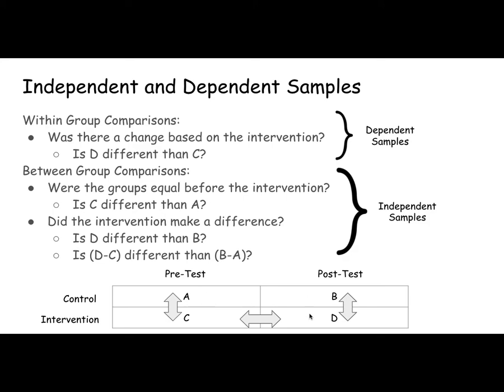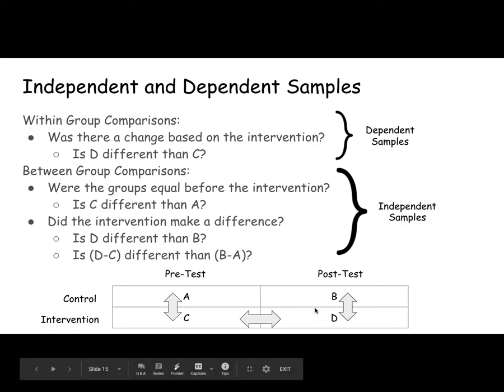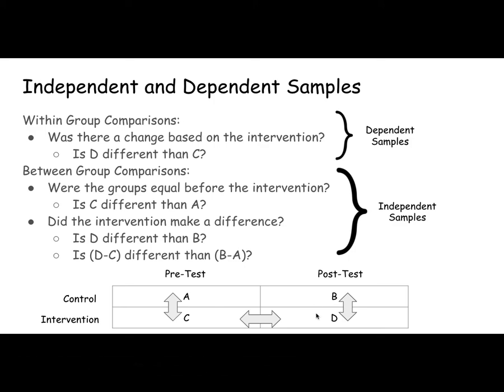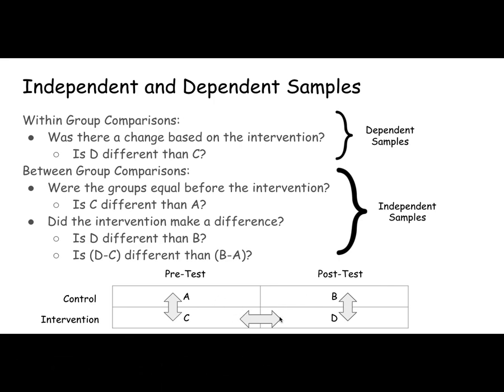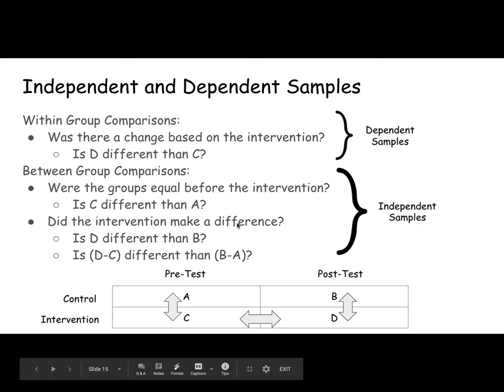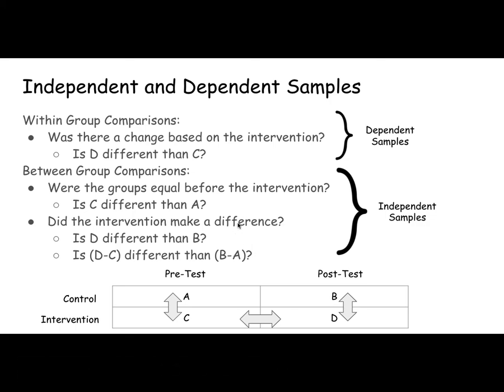They might also want to know, did the intervention make a difference? They may want to know, just in general, did the intervention group wind up in a different place than the control group? Or they may ask, did the change in the intervention group differ from the change in the control group? So subtracting where they started from where they ended, and then making that comparison. Those are all independent samples comparisons.